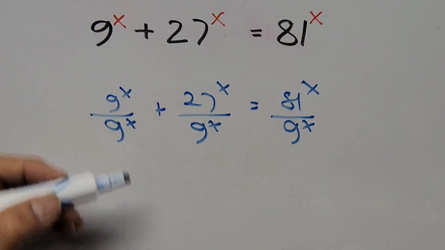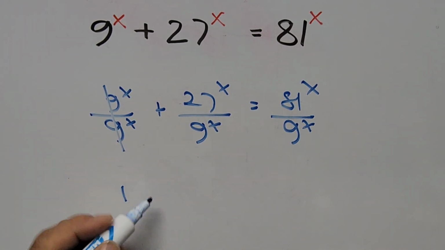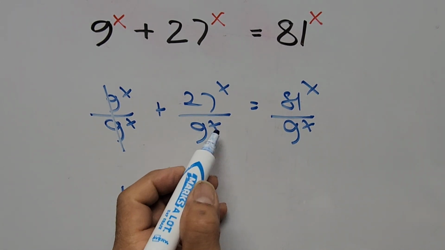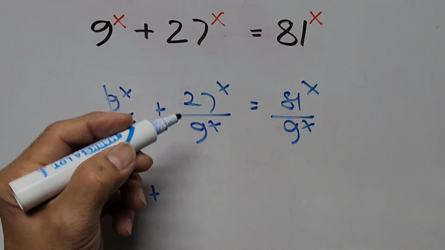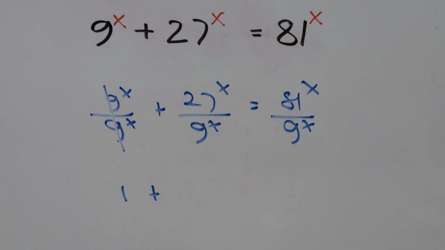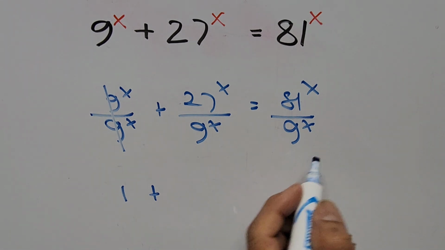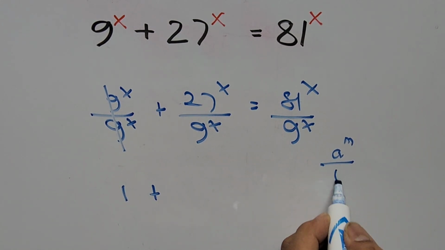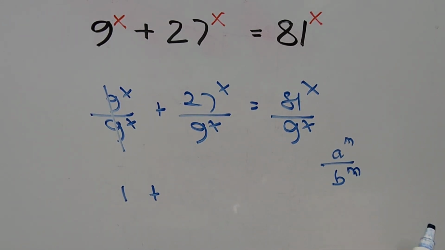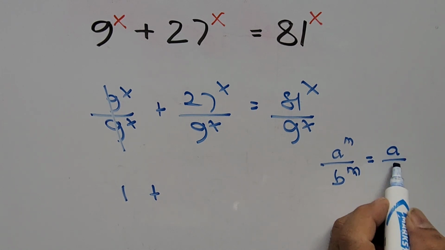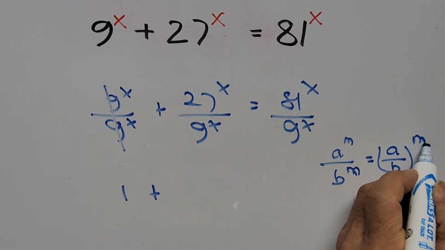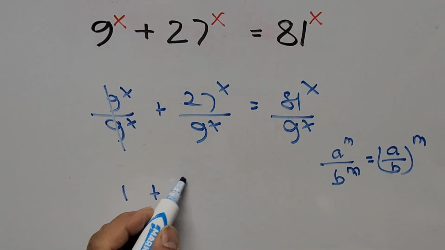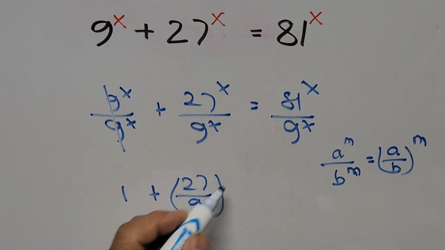And so now we can simplify. This cancels. So this is 1 plus, second term we have 27 and the denominator is 9 to the power of x. We have the same exponent of x but the bases are different. So based on exponent rule, a to the power of m divided by b to the power of m is the same way written as a divided by b to the power of m. So we're using this rule on the second term. So now we have 27 over 9 to the power of x.